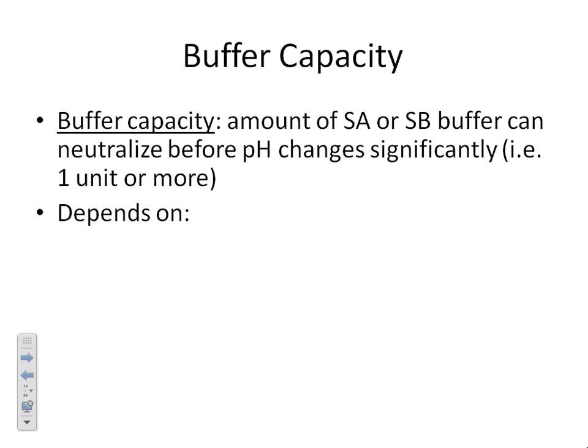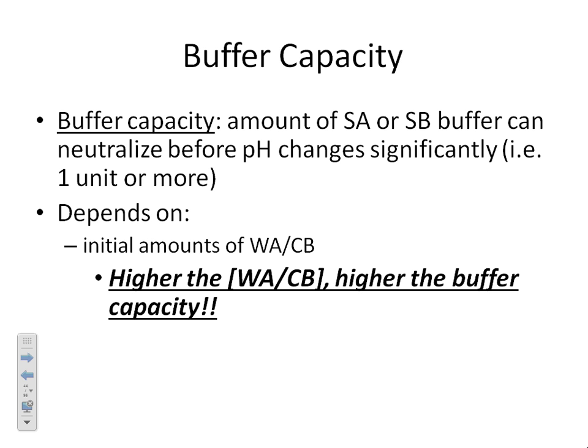This is dependent on how much weak acid and how much of its conjugate base you have in solution. This should hopefully make some inherent sense to you: the more of the stuff that goes into your buffer that you start with, the more weak acid, the more conjugate base, the better your buffer will be at resisting change in pH, and that's absolutely true. The more HF, the more F minus, in that example we saw in the diagram, the better it is at resisting change in pH from an external acid or base addition.